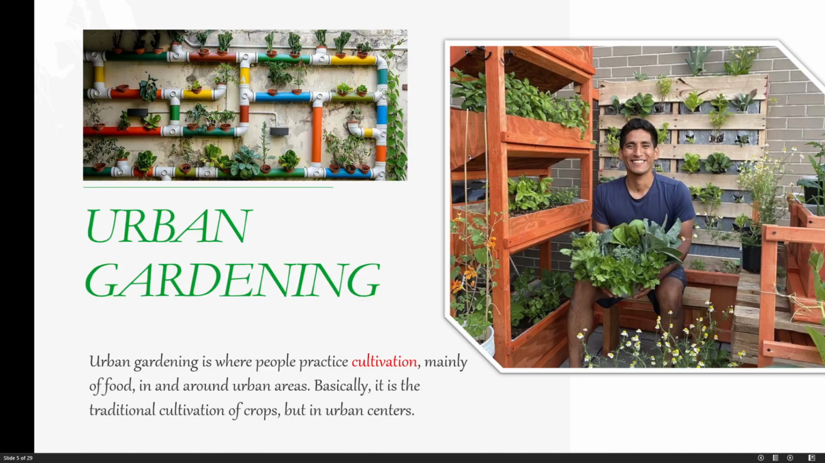Nasa medyo upgraded na lugar. Kaya urban gardening. If in agriculture, in farming, sa mga malalaking space, ginagamit talaga yun for business purposes. Sa urban gardening, most of the time, it is used in business.